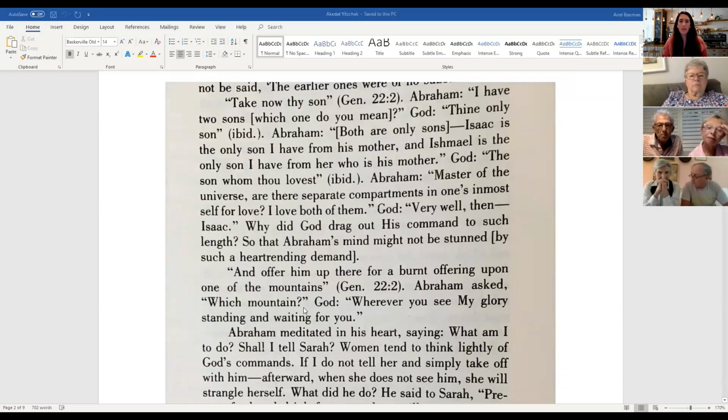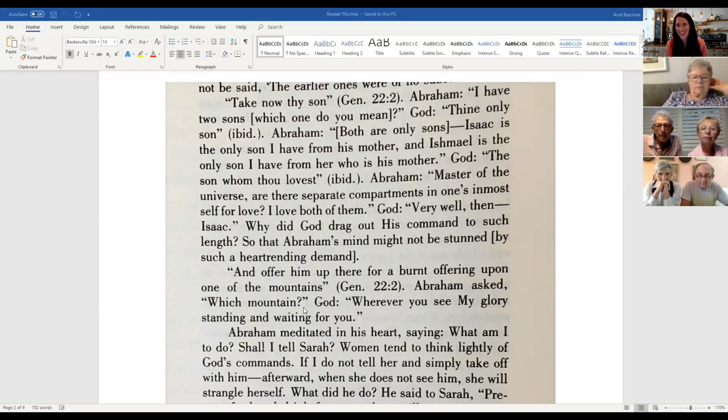Take now thy son. Abraham: I have two sons. Which do you mean? God: Thine only son. Abraham: Both are only sons. Okay, so now it's talking about his only son from two different women, right? Each woman only has one, so maybe that's what he means by thine only son. Isaac is the only son I have from his mother, and Ishmael is the only son I have from her, who is his mother. God: The son whom thou lovest. Abraham: Master of the universe, are there separate compartments in one's inmost self for love? I love them both. God: Very well.